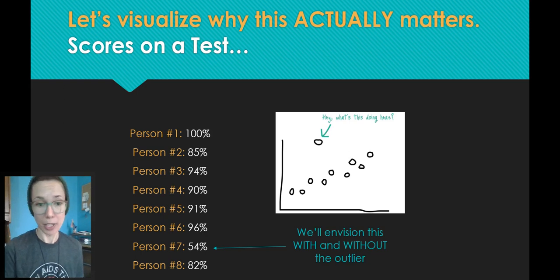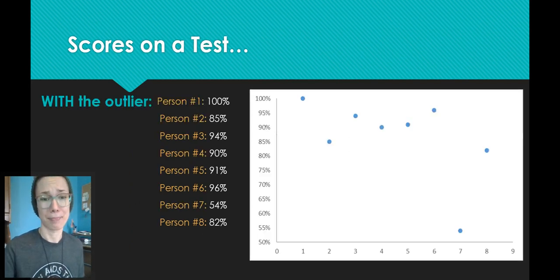So in this example, there was a test that 8 people were given. It was a fairly easy test. Most people did pretty well, except person number 7 did not do so well. So person number 7 is an outlier in this situation. They are not quite in line with the rest of the data that we're looking at. So we're going to use this as an example of how to understand what standard deviation actually tells us.